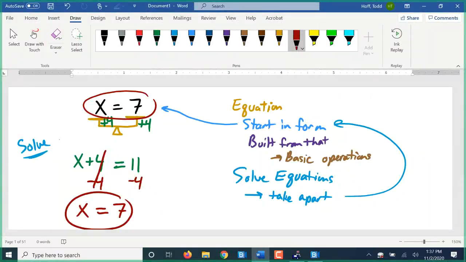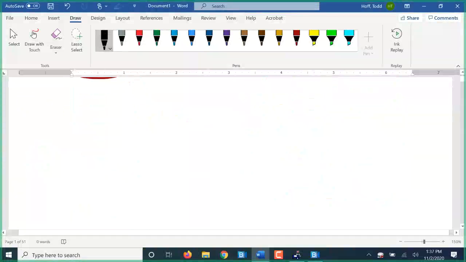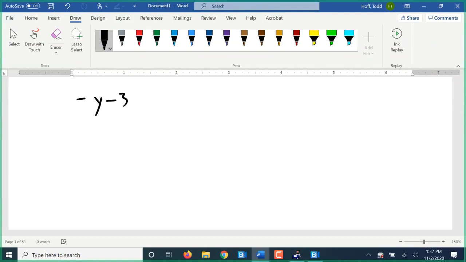Now here we built this equation, or we watched the equation get built at least, so we knew how to take it apart. The trick with solving equations is to look at an equation that's already built, figure out how it was built, and then use that to figure out how to take it back apart. So we might have something like, oh, let's do 11 equals y minus 3.